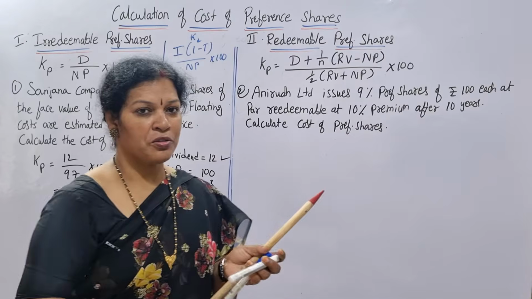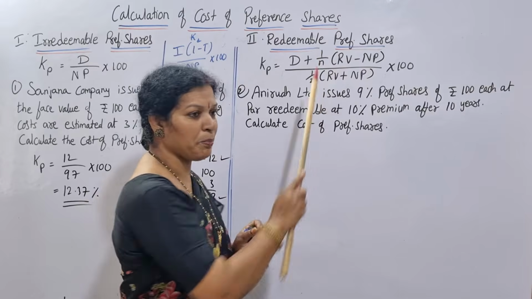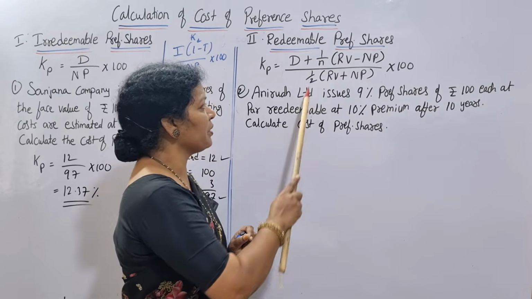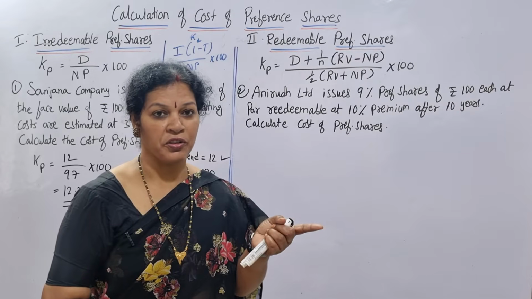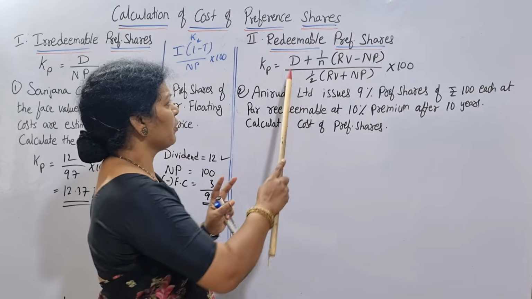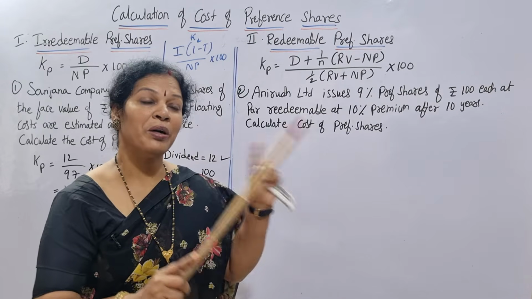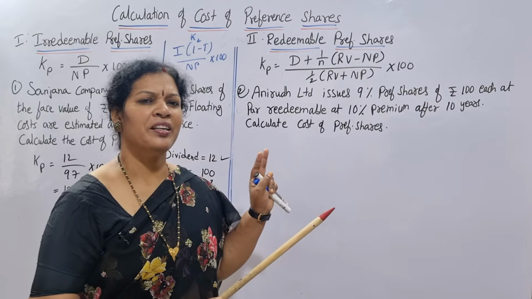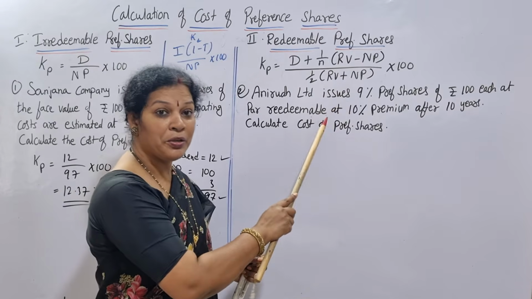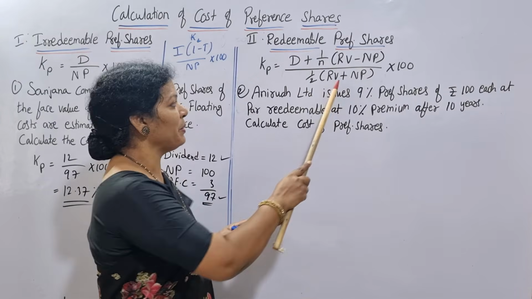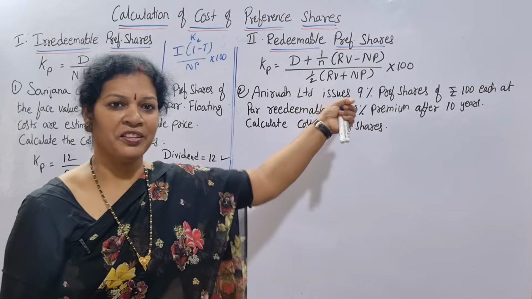In the previous problem also, if you remember, in the beginning I wrote 1 by 2, but it is 1 by N. Please remember, on the top it is 1 by N, downside it is 1 by 2. Whether it's cost of debt or cost of preference shares, both are the same formula. Only we are writing D instead of I into 1 minus T. Now here only D: D plus 1 by N into RV minus NP, by 1 by 2 into RV plus NP. Here minus, here plus, into 100. If you remember that, this is easy.